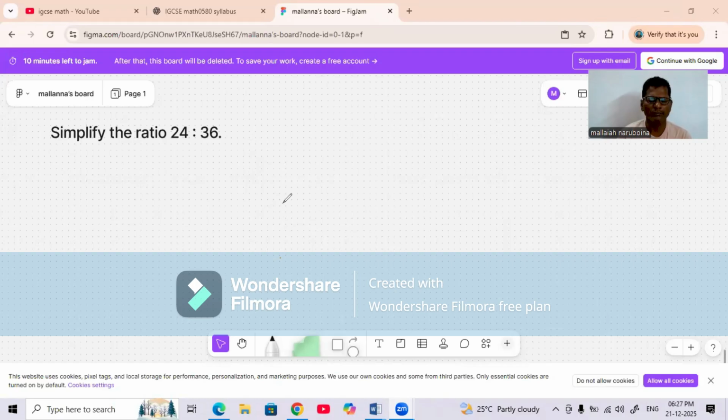Simplify the ratio 24:36. To find the simplest form, first find the HCF of the given numbers. HCF of 24 and 36. These two numbers are in the 12 table. 12 2s are 24 and 12 3s are 36. So the HCF of 24 and 36 is 12. Now divide these numbers by 12. 12 2s are 24, 12 3s are 36. So 2 by 3.